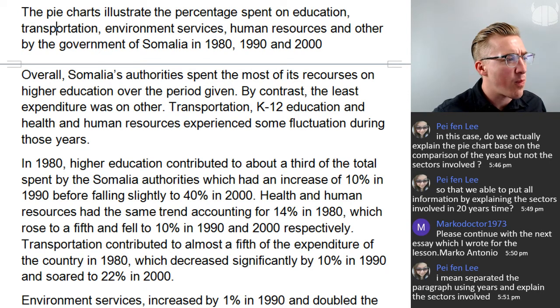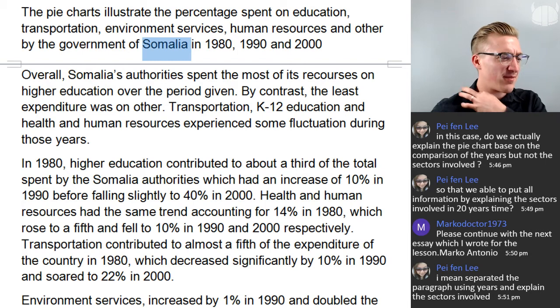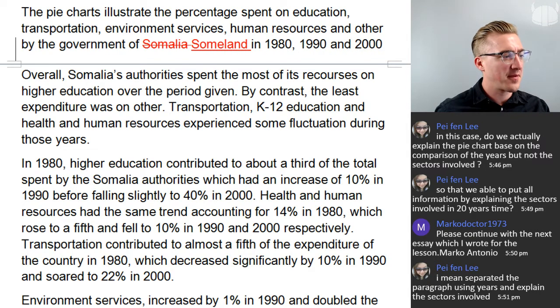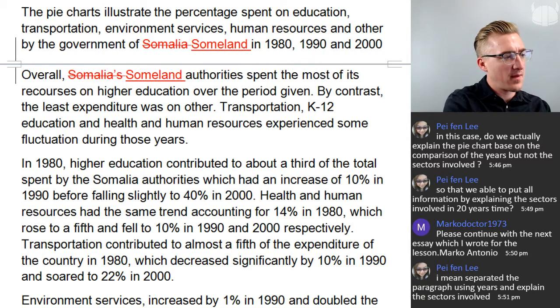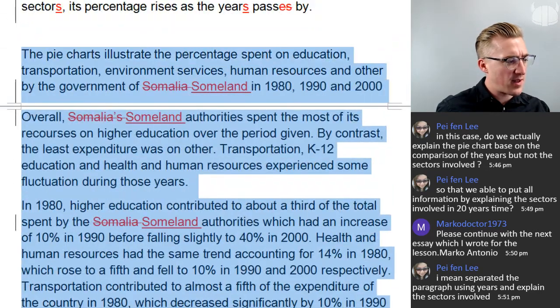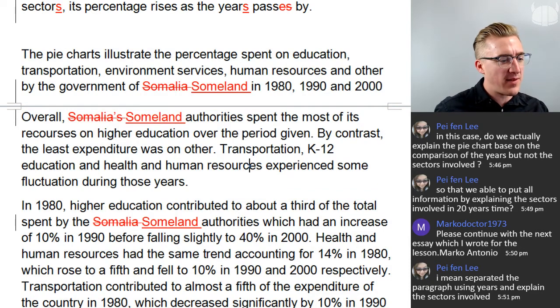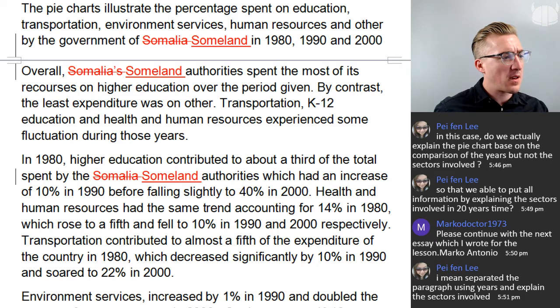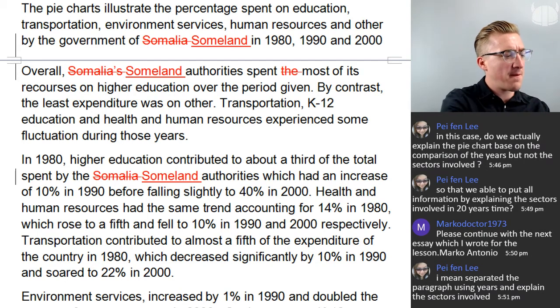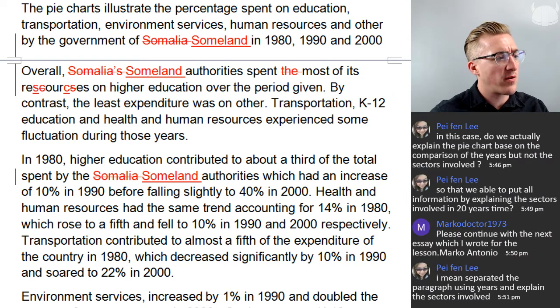Oh, it's not actually Somalia. Yeah, gotta read that prompt carefully. The name of this country is Someland. Let's check our word count. 193. It's a bit high, but if you have the time, it's fine. Spent no the here. Most of its resources. Let's check your spelling there. On higher education over the period given.